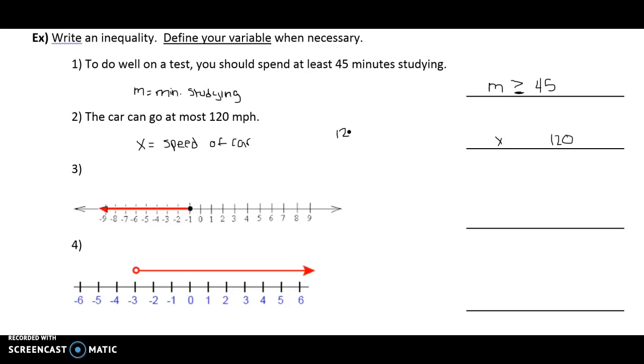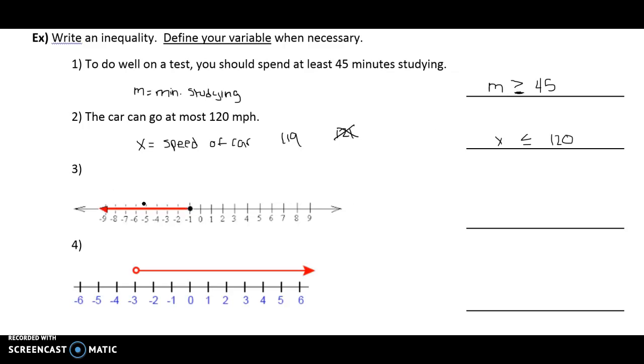So can I do 121? No, 120 is the max amount. Can I do 119? I could. What's the relationship between 119 and 120? 119 is less than 120, okay? But it can be equal to, because it can be at most. So 120 is okay, but not 121, nothing more, okay?